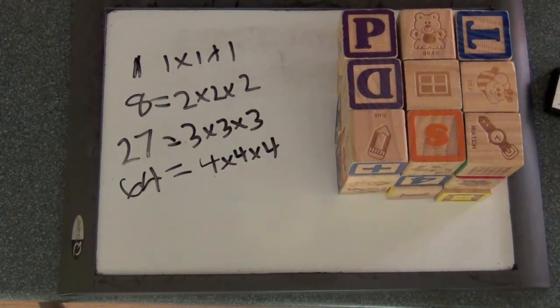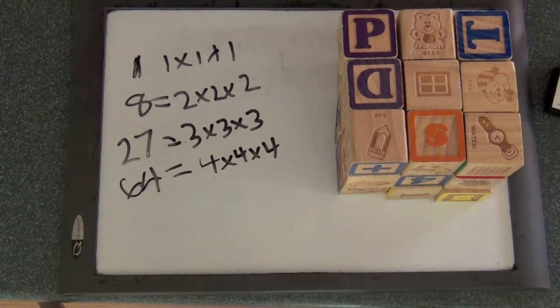So what if we made a 10 by 10 by 10? What if we had 10 wide, 10 long, and 10 tall? How big would that be? It would be around 100. Well, it's 10 times 10 times 10. So 10 times 10 is 100 times 10 is 1000. Whoa. We definitely don't have 1,000 blocks.